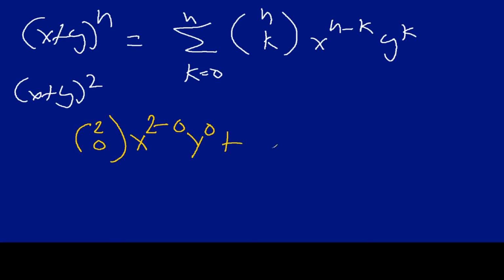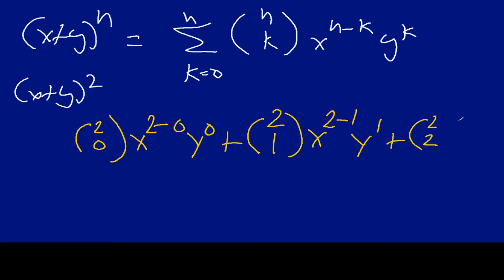Plus, then I'm going to have 2 choose 1, like so. And then I'm going to have x to the 2, now my k is 1, minus 1. And I'm going to have y to the first power, like so. Then I'm going to add 2 choose 2. And then I'm going to have x to the 2 minus 2, because now k is 2. And then I'm going to have y to the second power, like that.